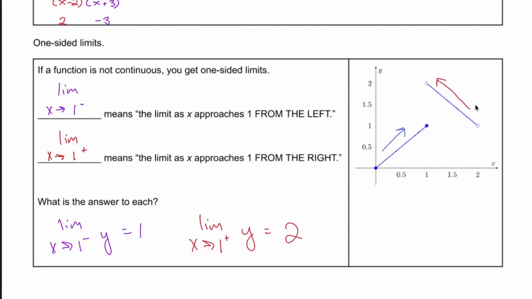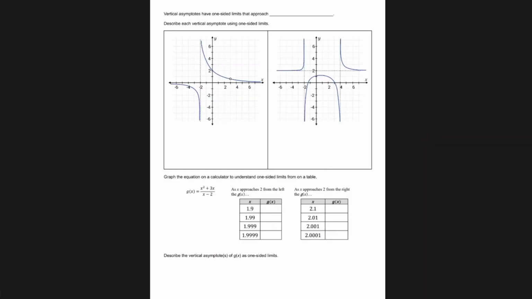From the left, from the right, and you get two different answers here. You'll learn what that means when you get to calculus, because that means something very important. That's the end of that page. Let's go to the next one.